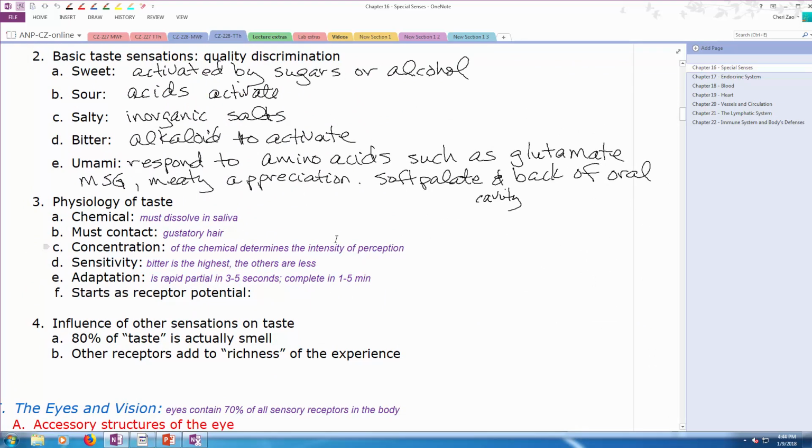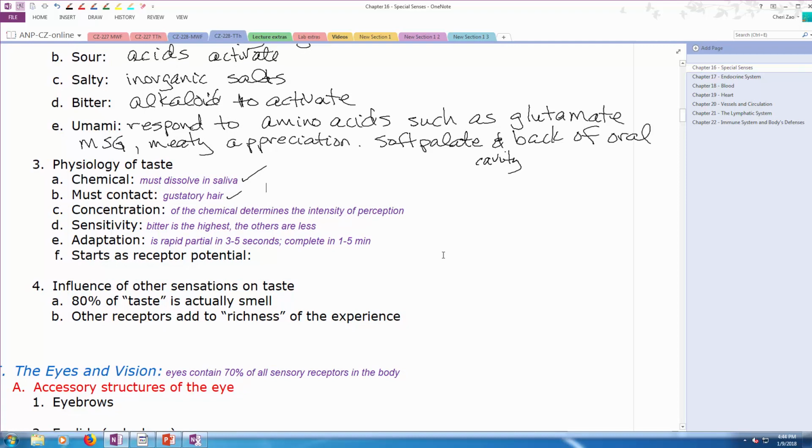Physiology of taste. Chemical must dissolve in saliva. So first off, you have to have enough saliva for it to dissolve in. And what do you suppose the foundation of saliva is? What chemical makes up most of saliva? Water. So it has to be water soluble. It must come in contact with a gustatory hair. That has everything to do with whether or not you have a dry mouth, and also whether or not you mix the food up in your mouth to get it down into the crevices by those papilla. Concentration of the chemical determines the intensity of the perception. So a little, not so intense, a lot, really intense for our perception, because we're only activating 5 different receptors, and the more receptors you activate, the more intense the perception.